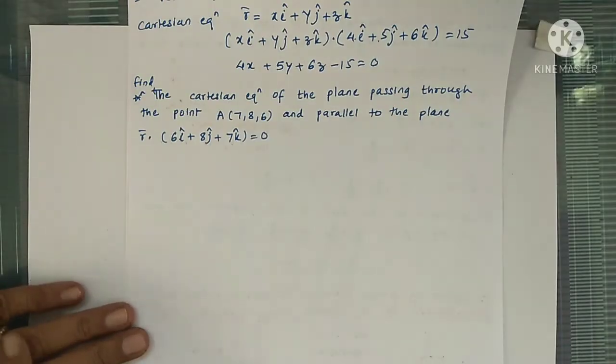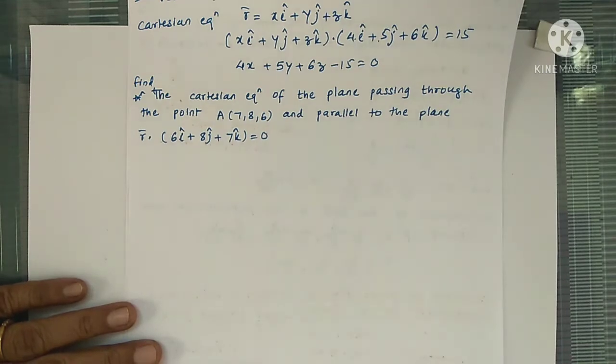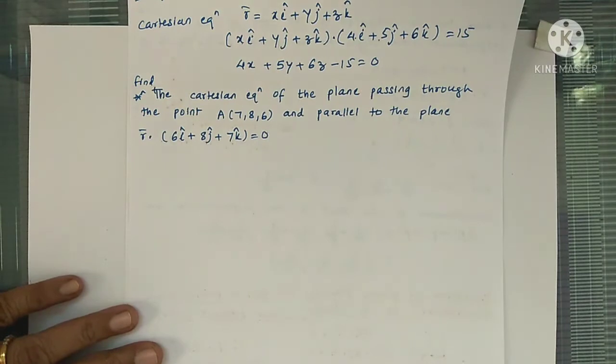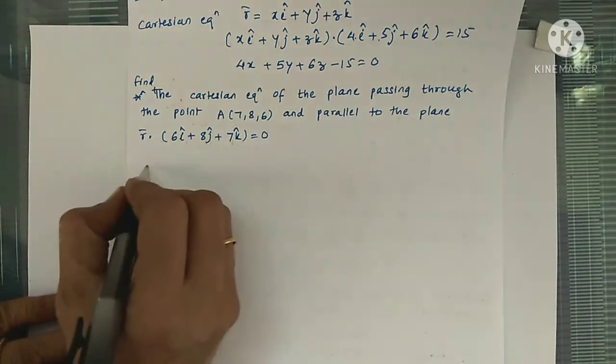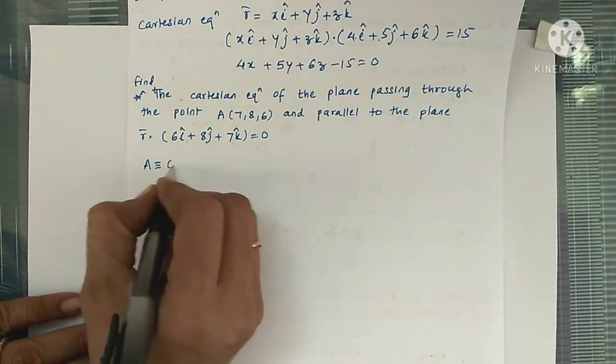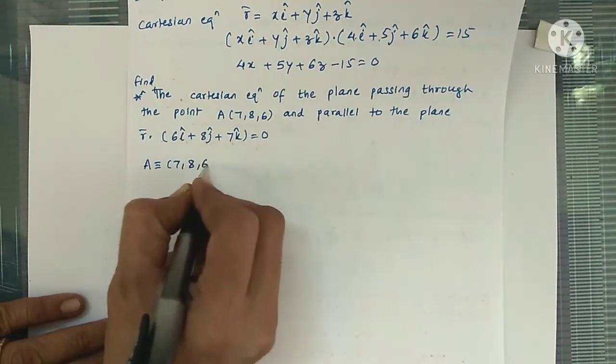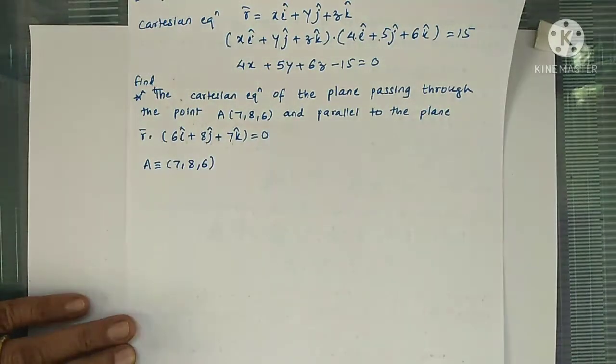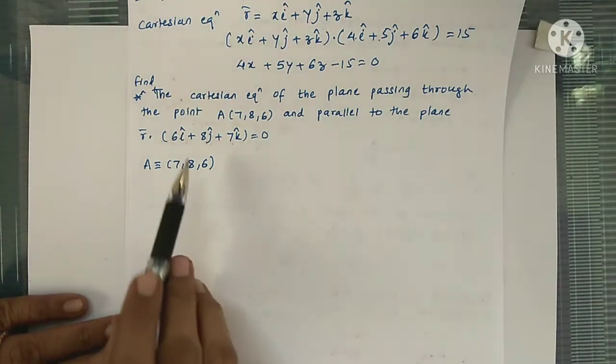Next question is, find the Cartesian equation of the plane passing through the point 7, 8, 6 and parallel to the plane r bar dot (6i plus 8j plus 7k) equal to 0. So here a point on the plane is given. A point on the plane is A (7, 8, 6). That point is given. And it is given that the required plane is parallel to this plane whose equation is given.